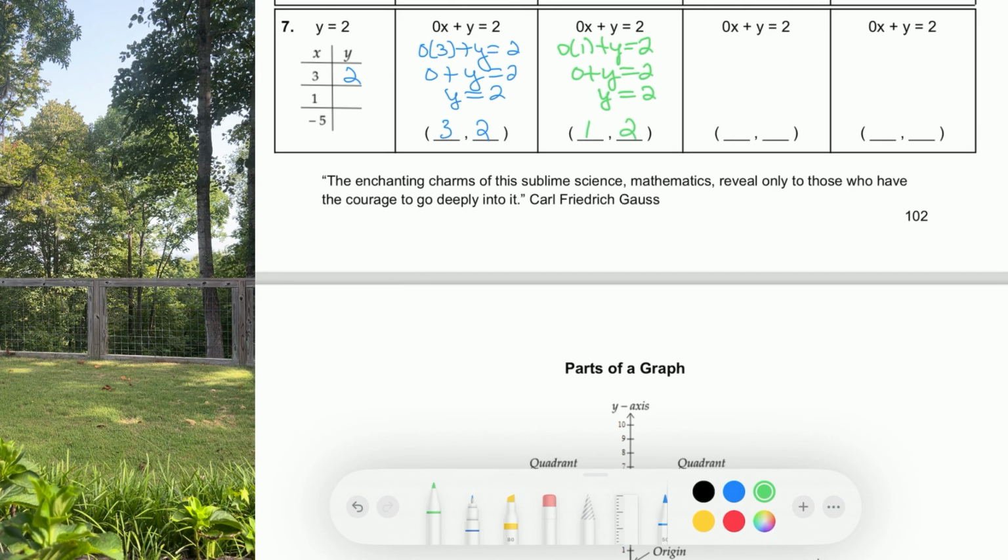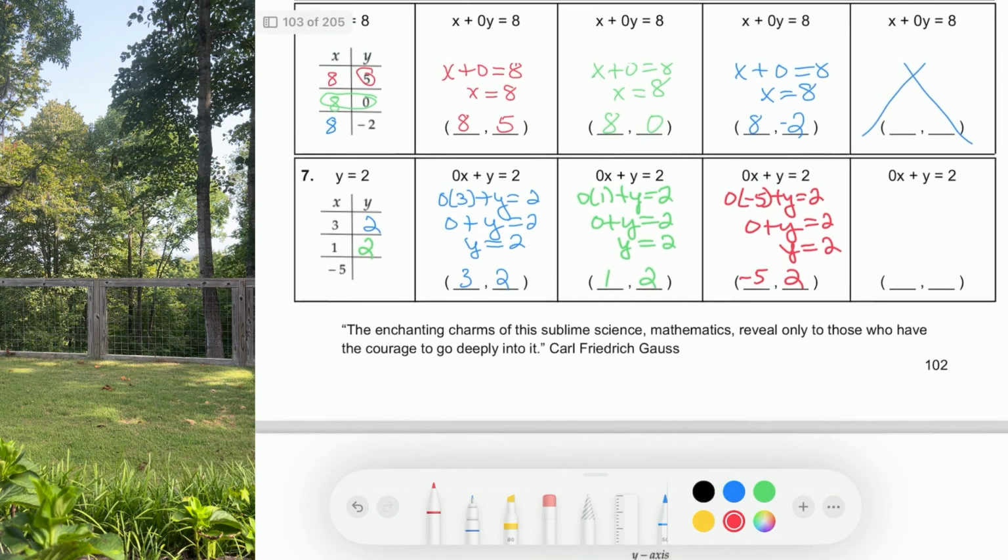It looks like we're going to end up with the same scenario, but let's do our last one just to make sure. I have a -5 for my x this time. 0 times -5 plus y equals 2. 0 plus y equals 2. Y equals 2. So it did. So we have the same scenario here. So let's compare the two.